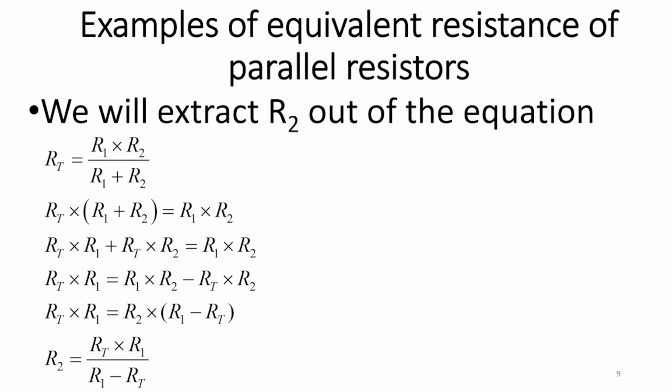RT times R1 is then equal to R1 times R2 minus RT times R2. RT times R1 is then equal to R2 times, in parentheses, R1 minus RT. So R2 equals RT times R1 divided by R1 minus RT.